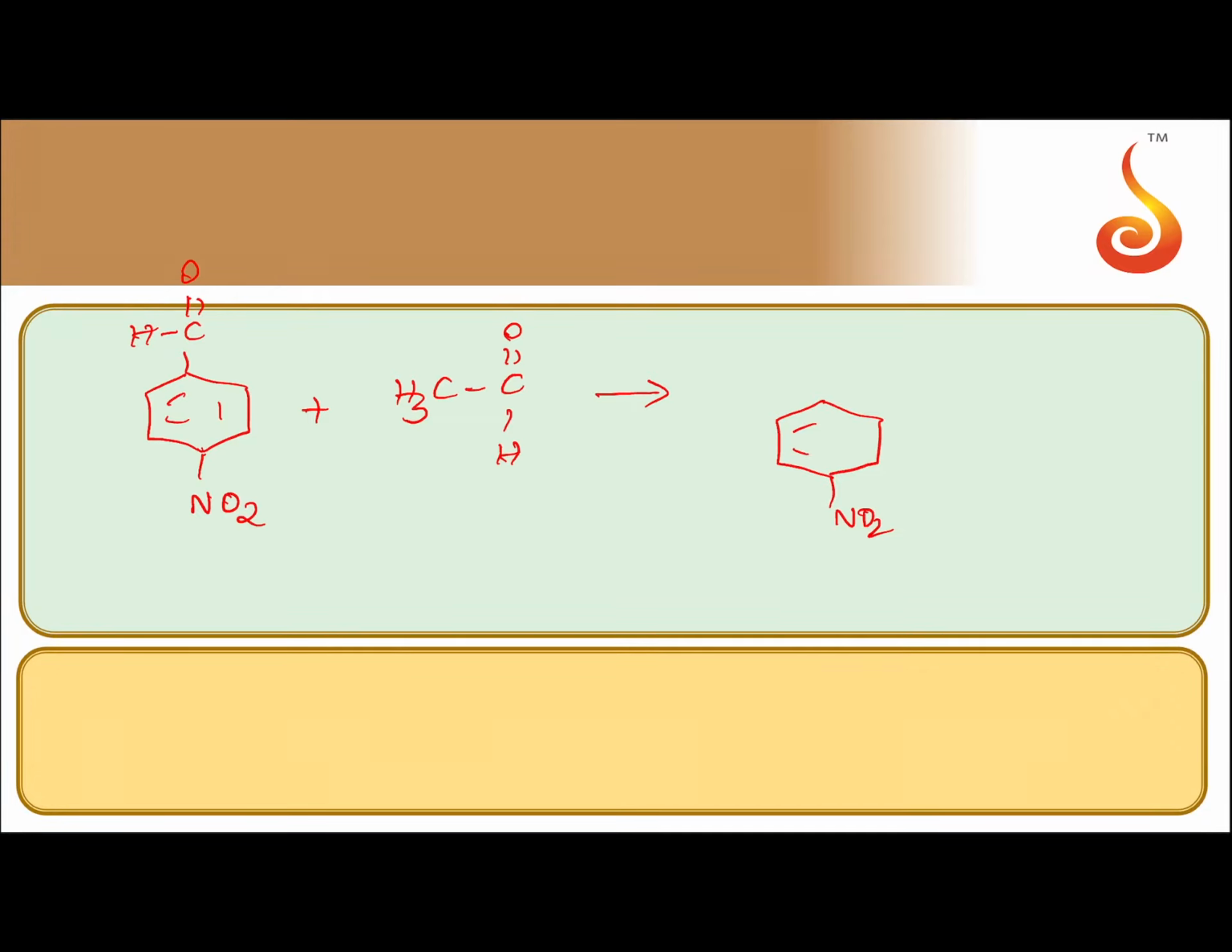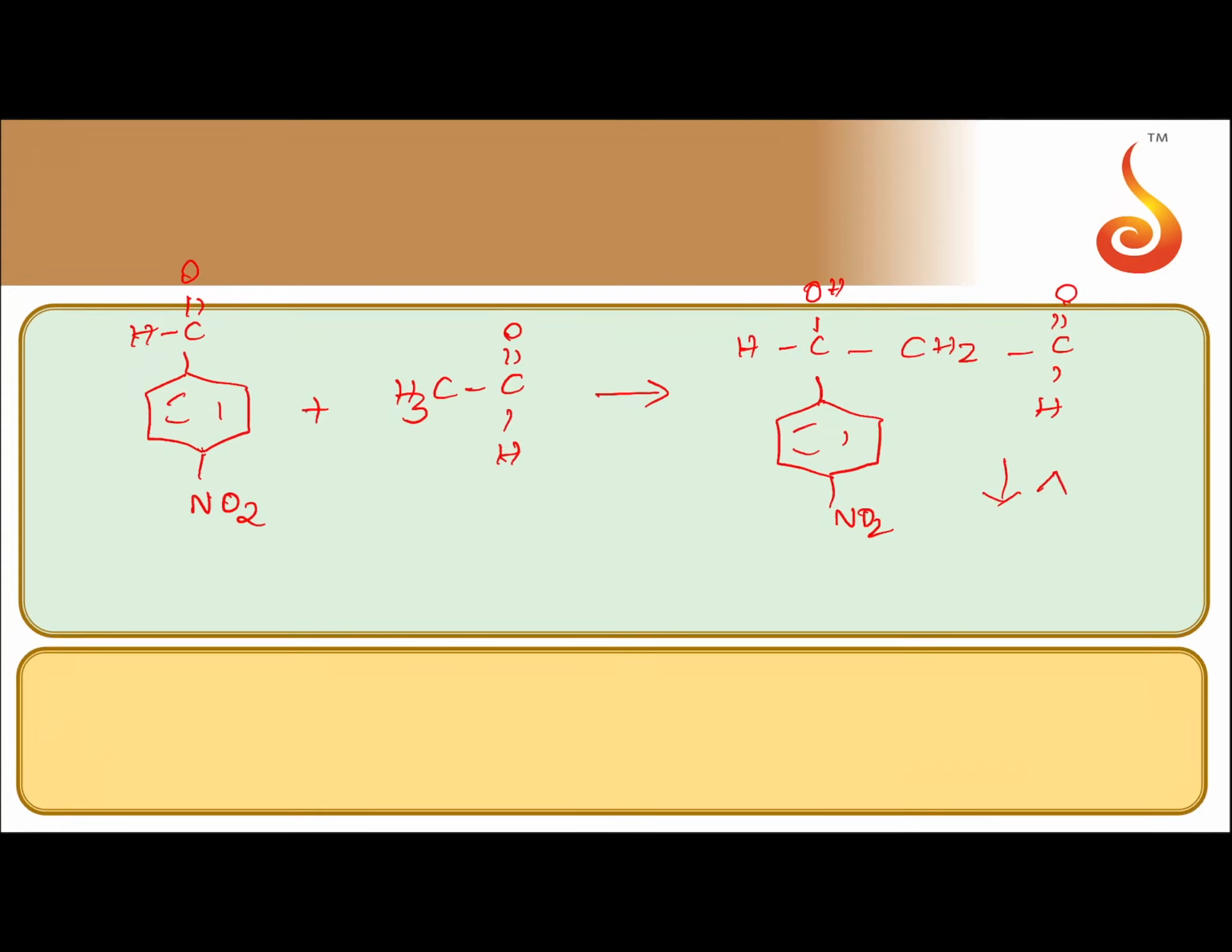Means crossed Cannizzaro reaction. What will I get? What is the product obtained here? Fix the aldehyde which is devoid of alpha hydrogen atom and use the alpha hydrogen atom of the other aldehyde molecule. So OH here, CH2, C double bond O, H. This is the product obtained there.